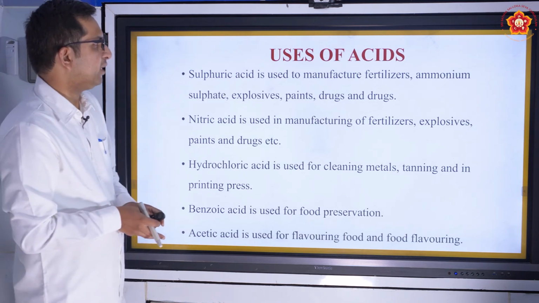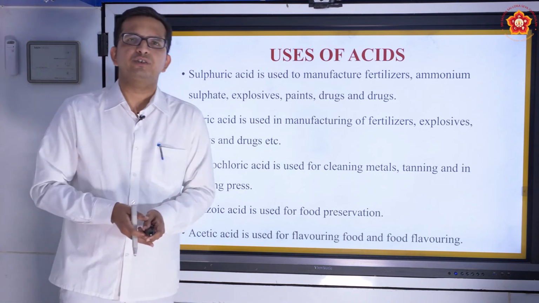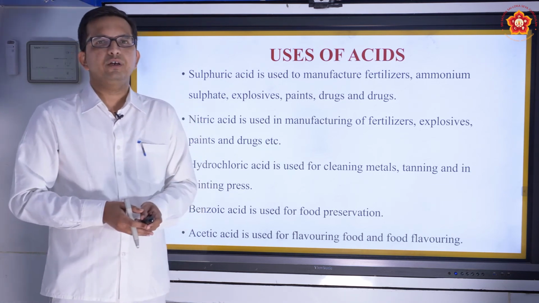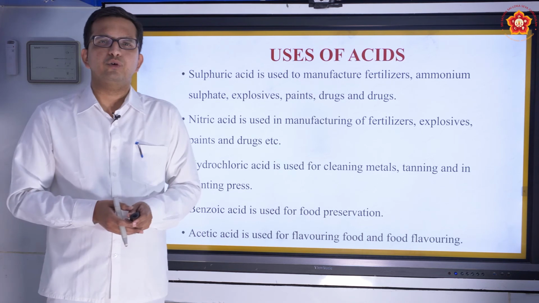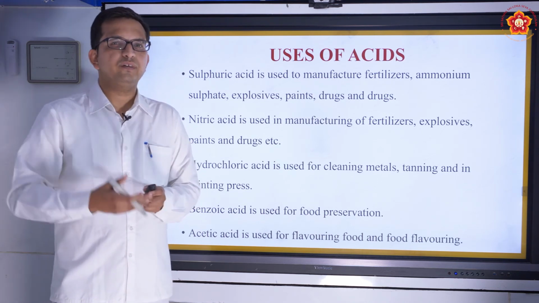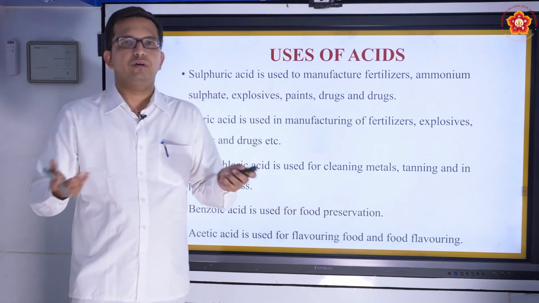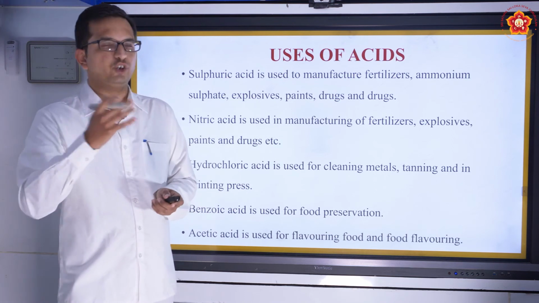Sulfuric acid is used in the manufacture of fertilizers. Where do you use fertilizers? I think if you are farmers or if you have been living in the villages, fertilizer is something that you use for plowing and sowing the seeds, where you believe that on adding these fertilizers, better growth of plants or say crops can happen.